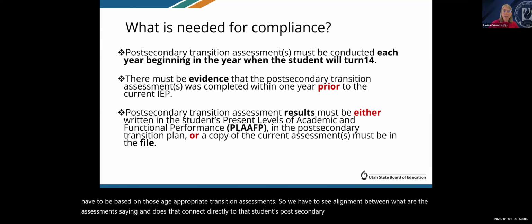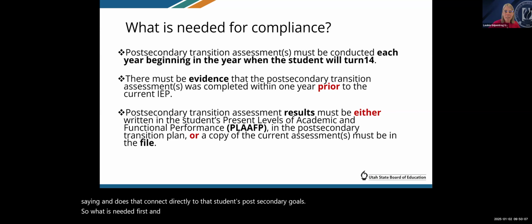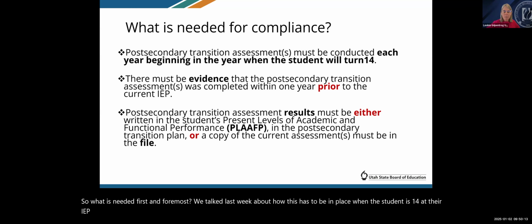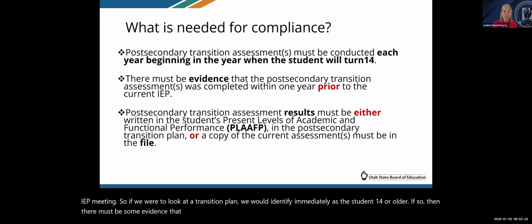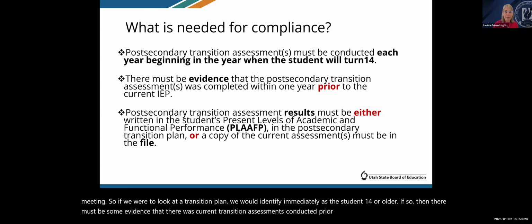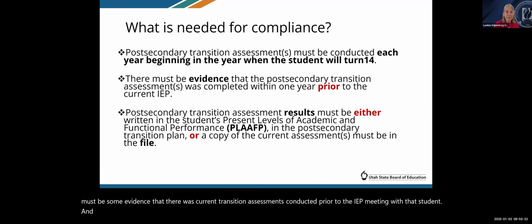So what is needed? Well, first and foremost, we talked last week about how this has to be in place when the student is 14 at their IEP meeting. So if we were to look at a transition plan, we would identify immediately, is the student 14 or older? If so, then there must be some evidence that there were current transition assessments conducted prior to the IEP meeting with that student. And how would we recognize that evidence?